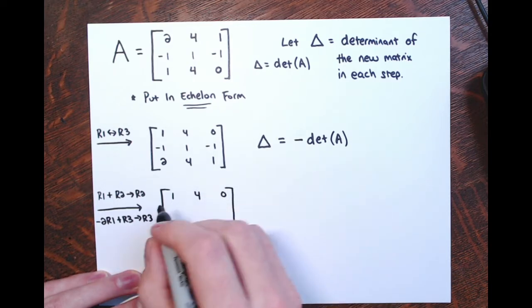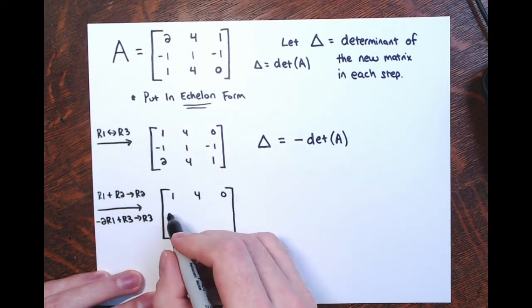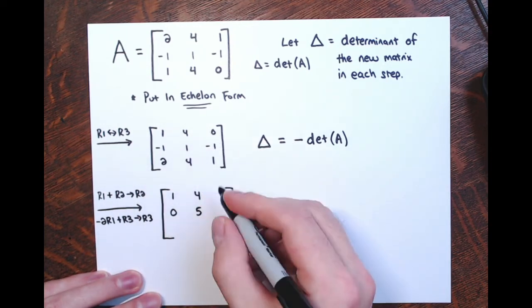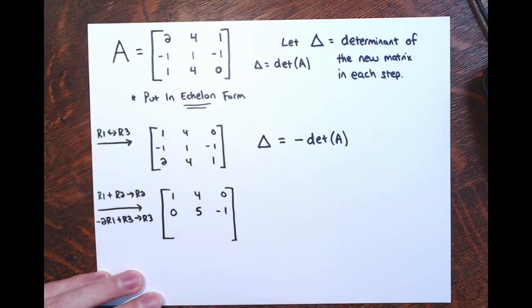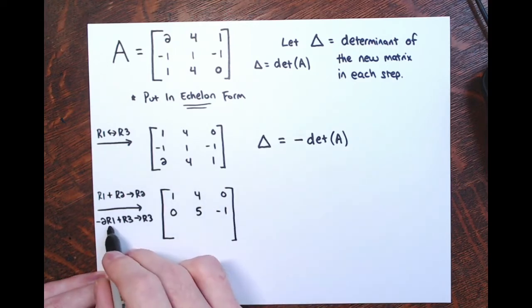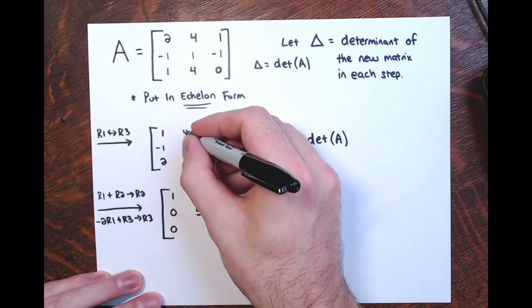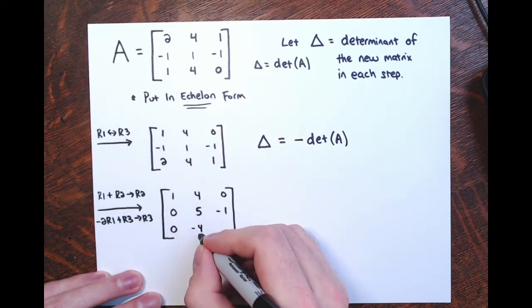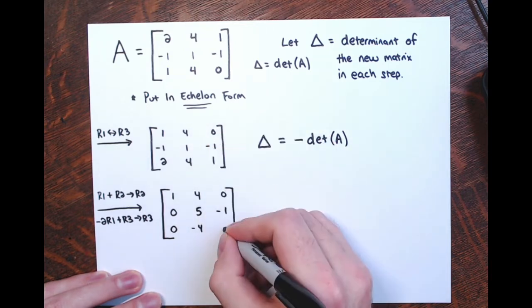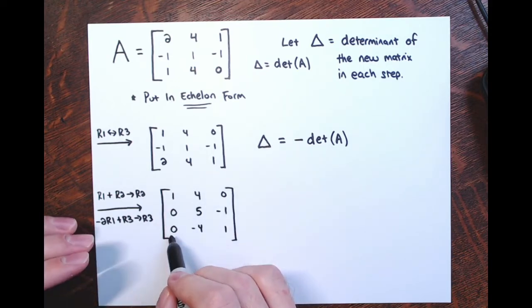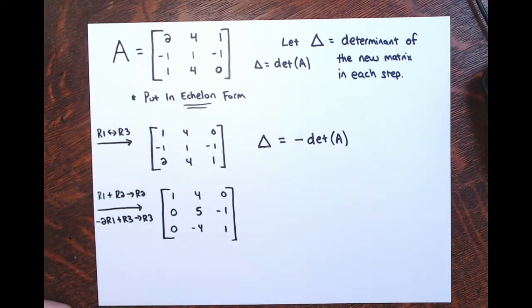And then I'll do row 1 plus row 2. So 1 plus negative 1, 0. 4 plus 1, 5. 0 plus negative 1, negative 1. And then I'll take negative 2 row 1 plus row 3. Negative 2 plus 2, 0. Negative 8 plus 4, negative 4. 0 plus 1, 1. Okay. All right, so I've got pivot 1. It's all zeroed out underneath it.